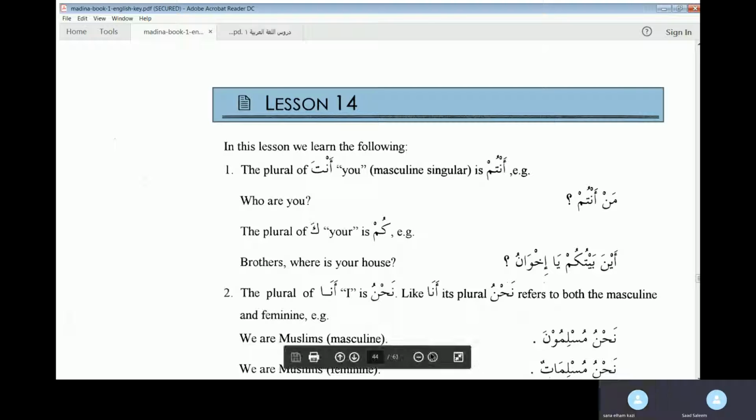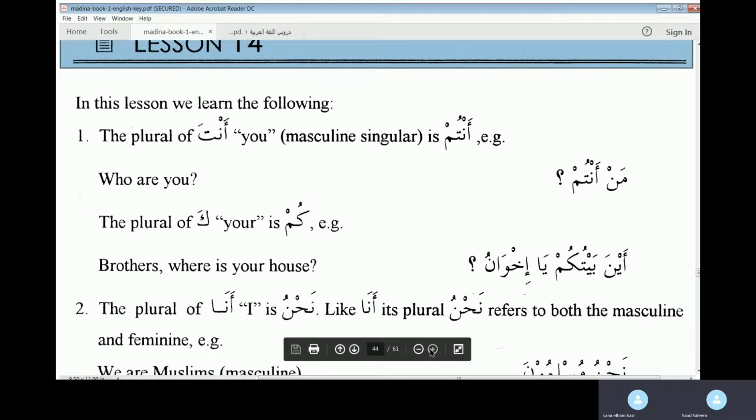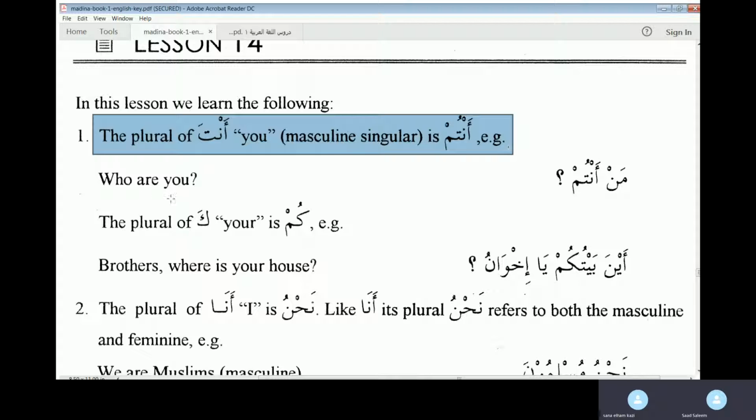The plural of anta, you, is antum. For example, man antum, who are you? The plural of ka, which is your, is kum. For example, aina baytukum ya ikhwanu, brothers, where is your house?